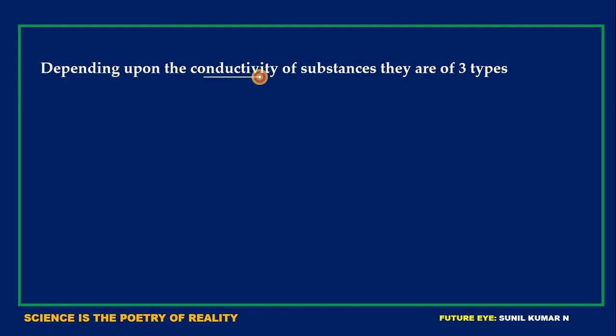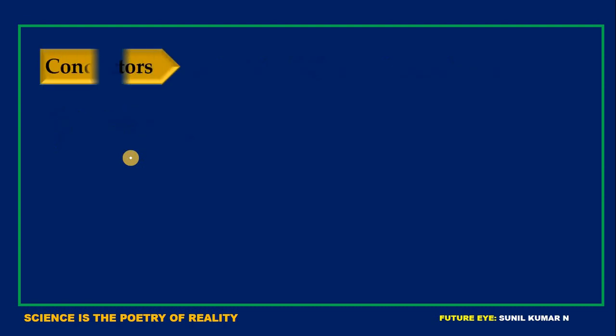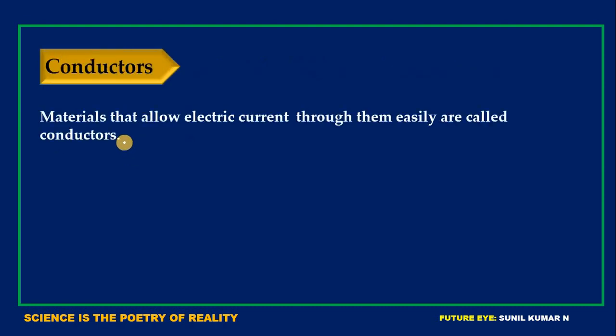Depending upon conductivity, the substances are of three types. The first is conductors, second is semiconductors, and the third one is insulators. So first let us see about conductors, children. Very simple it is. Materials that allow electric current through them easily are called conductors. This you would have studied in your earlier classes, children. The materials which allow electric current easily through them are called conductors.